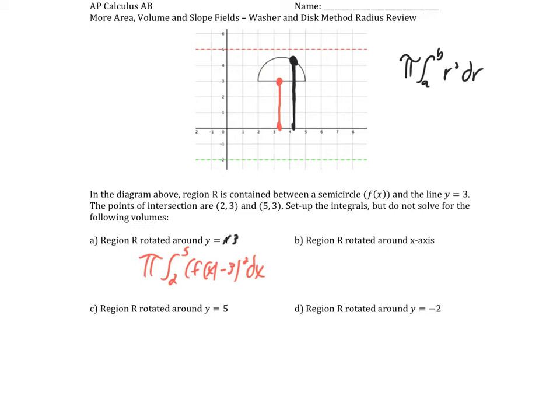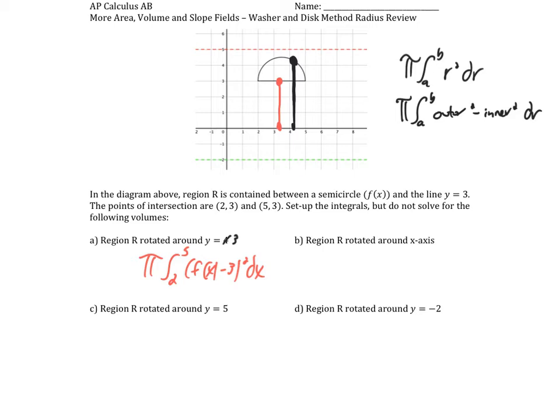Sorry, let's talk about it in general: outer radius minus inner radius. Your volume is going to be pi, integral from a to b, of your outer radius squared minus your inner radius squared, dr, whatever it may be in that case.